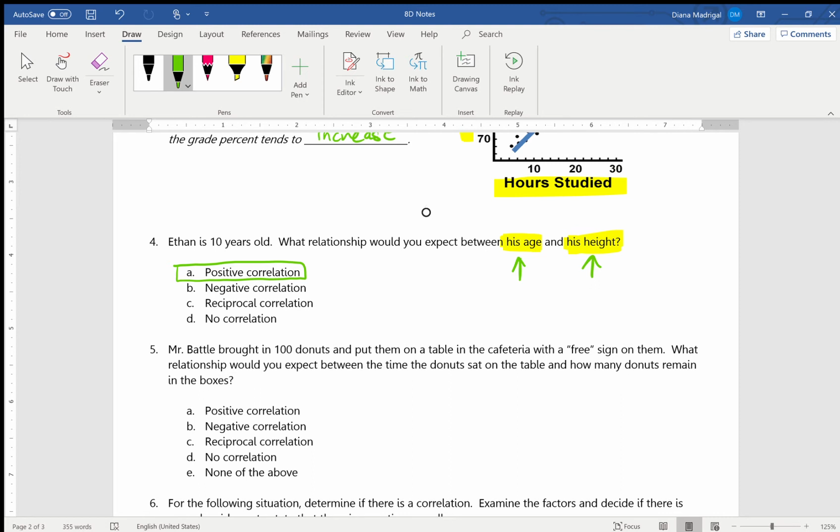Something I want to explain to you, I know we haven't really talked about it. We talk about positive, negative, and no correlation. No correlation is when something stays the same. It doesn't change. Over the years, nothing's going to change. That's what it means.